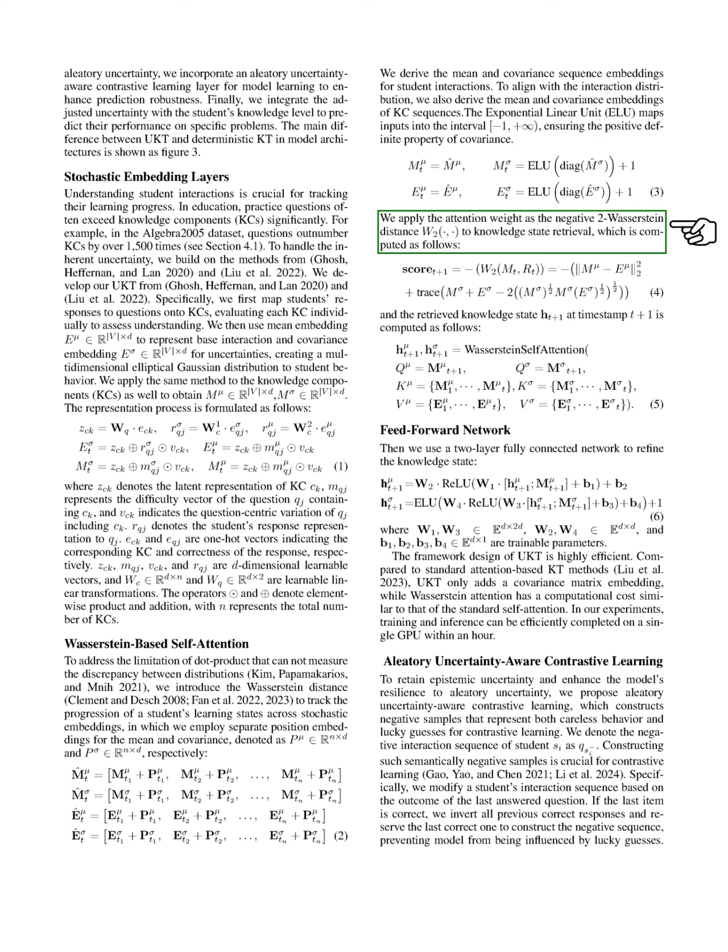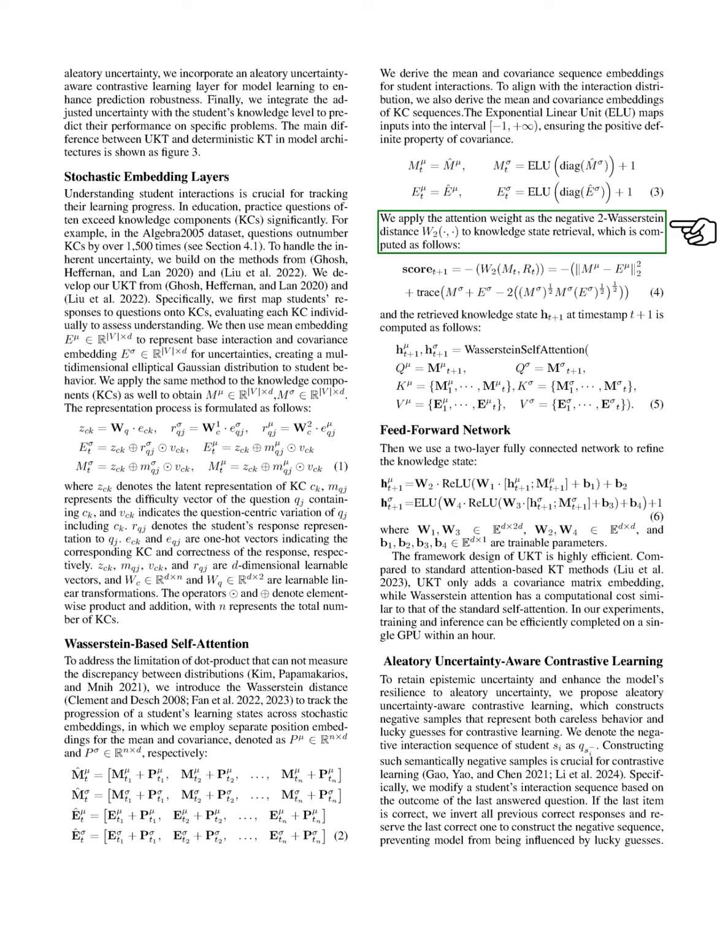1. How does our UKT model compare to baseline models? 2. How does UKT perform with varying weights for aleatory uncertainty-aware contrastive learning? 3. Can UKT effectively capture epistemic uncertainties and mitigate the impact of aleatory uncertainties in knowledge tracing? 4. Are the key components of UKT effective? For our experiments, we utilize 6 benchmark datasets to assess model performance.